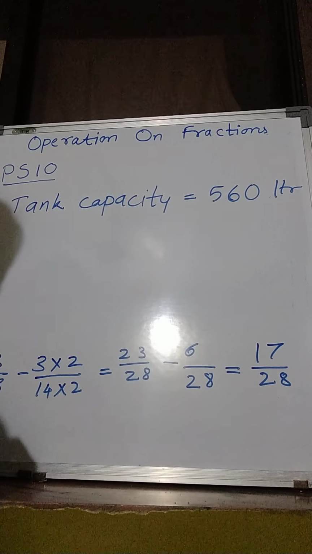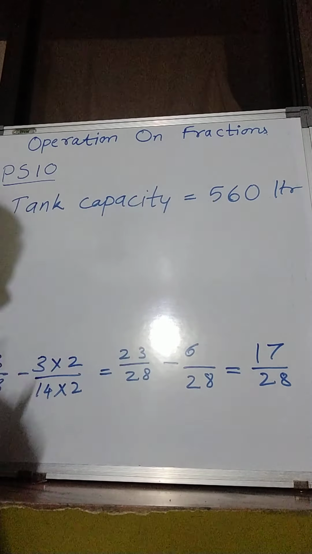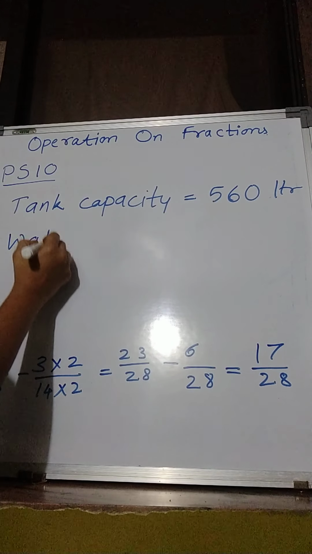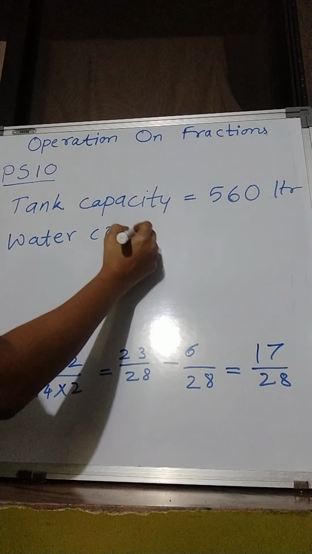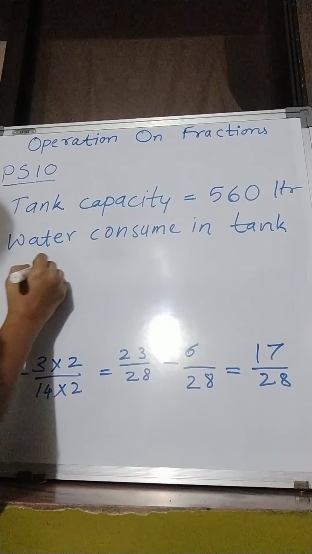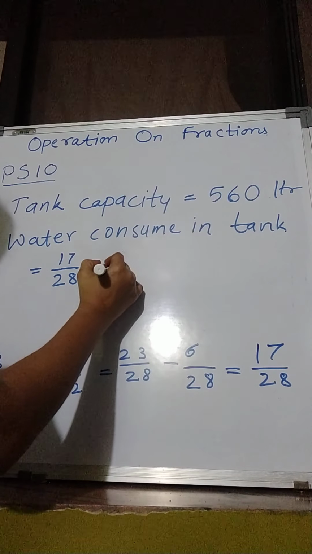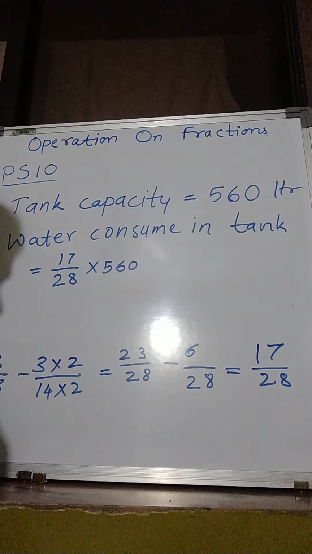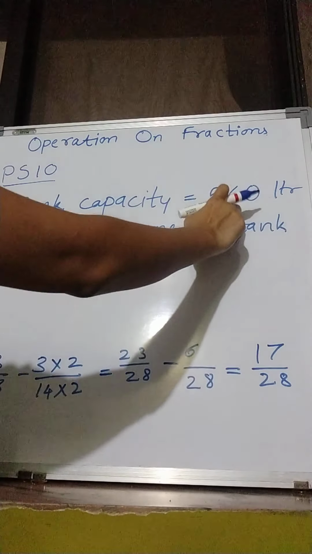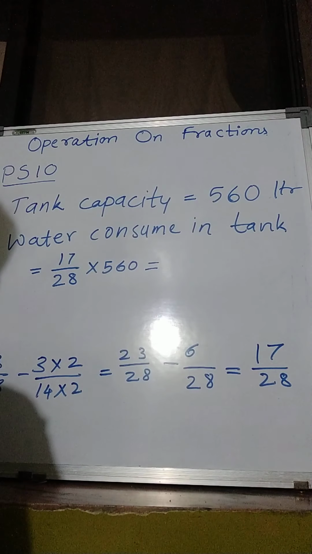Now, here you have to calculate this fraction in the form of liters. How to calculate? Therefore, the water in the tank is equal to 17 upon 28 multiplied by 560. Right? Because when we multiply this fraction with the total capacity, we will get the answer in liters.